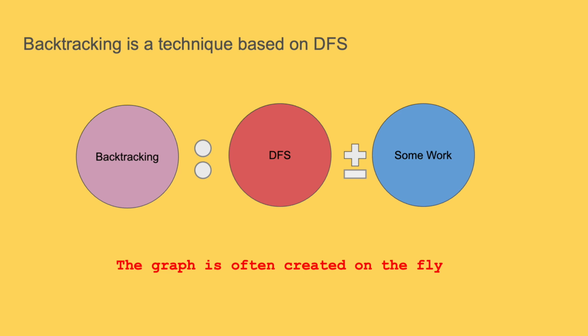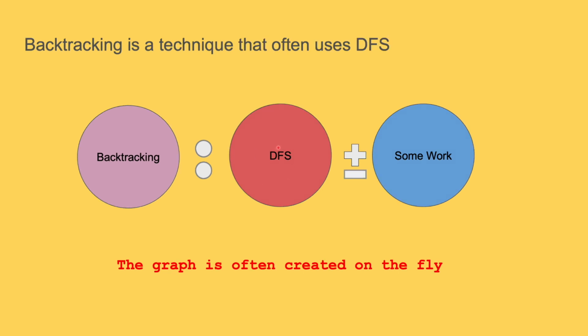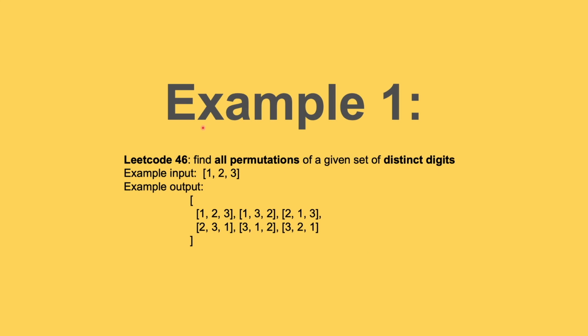And when you're running the backtracking technique, the graph that you're running DFS on is often created on the fly, so that the graph doesn't exist in the memory. You create the graph as you run your DFS algorithm at the same time. Let's look at an example. This is a famous example, Leetcode problem number 46, that asks you to find all permutations of a given set of distinct integers. For example, if your input is a vector of 1, 2, and 3, your output should be a vector of vectors where each element is one valid permutation of the given input.